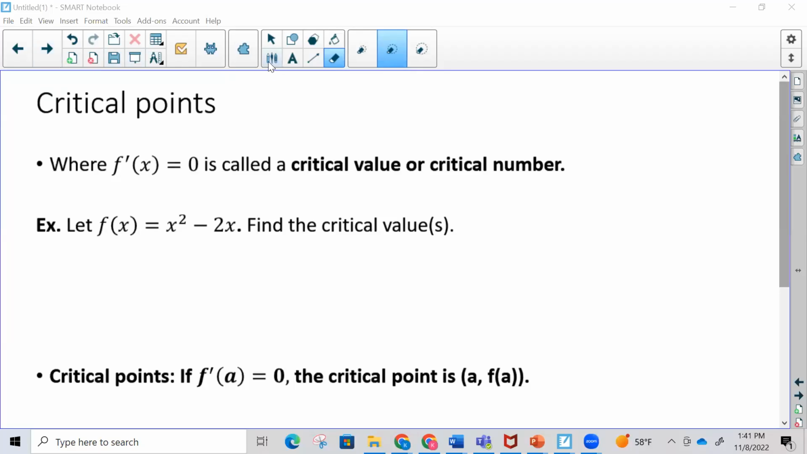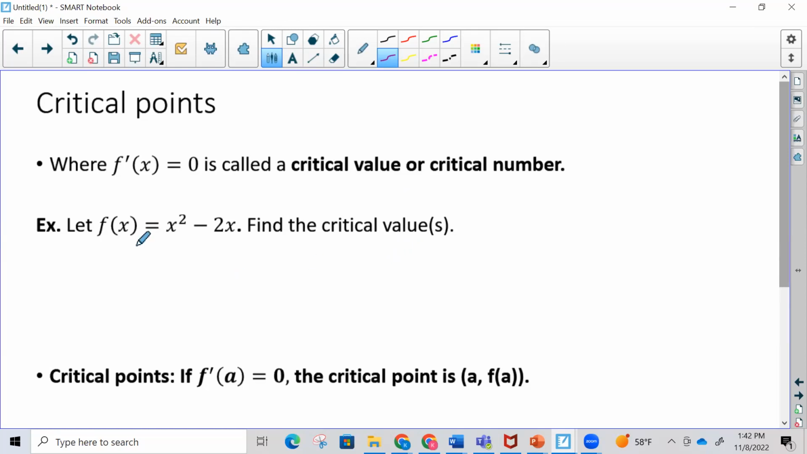So in this video, we're going to look at finding maxes and mins algebraically when we don't have a graph to look at. Calculus allows us to do that because we know the relationship between maxes and mins and the derivative. So the first thing we need to know is how to find these critical points, because that's where maxes and mins occur. When the derivative is equal to 0, it's called a critical value or critical number, and we want to be able to find that.